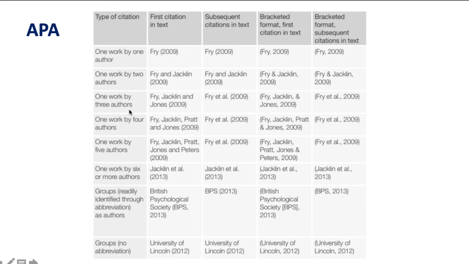When you get to three authors, it does change slightly. So the first time you cite something written by three authors, you name all three authors. However, any subsequent references to this, you can use et al., which just means and others in Latin. So the first time you mention it, you name all three authors. Any subsequent citation to that piece of work, you can use et al.